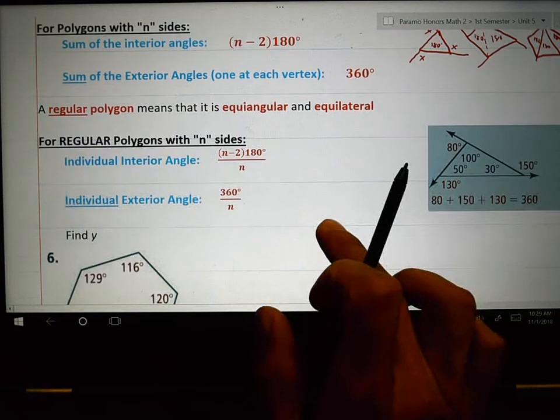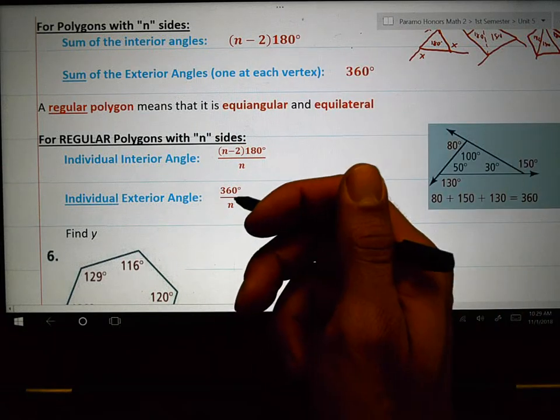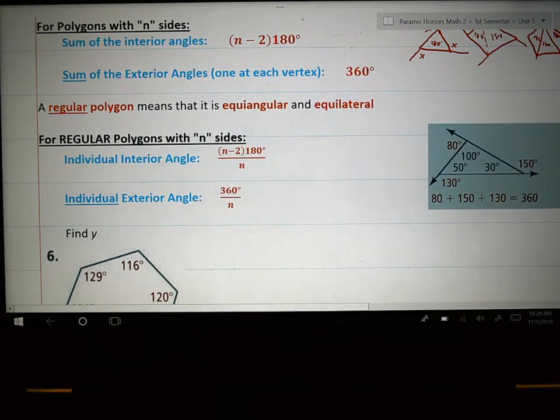And of all the formulas, that one is usually a lot easier to work with than that one, just so you know.